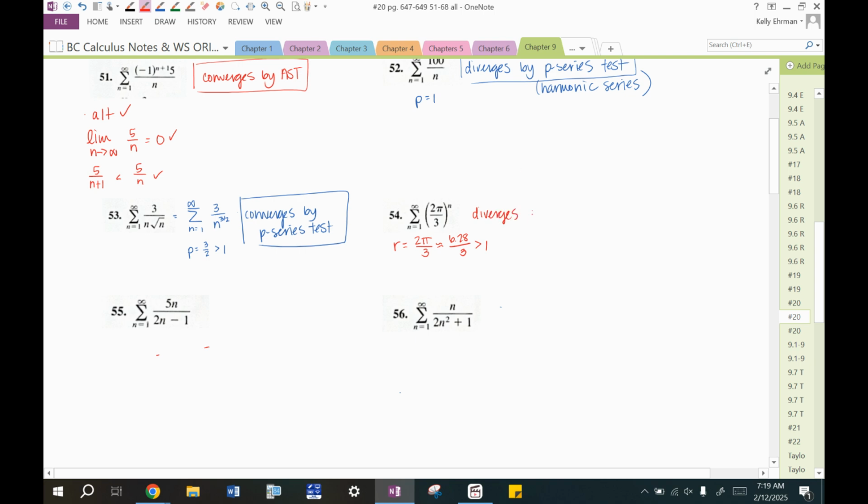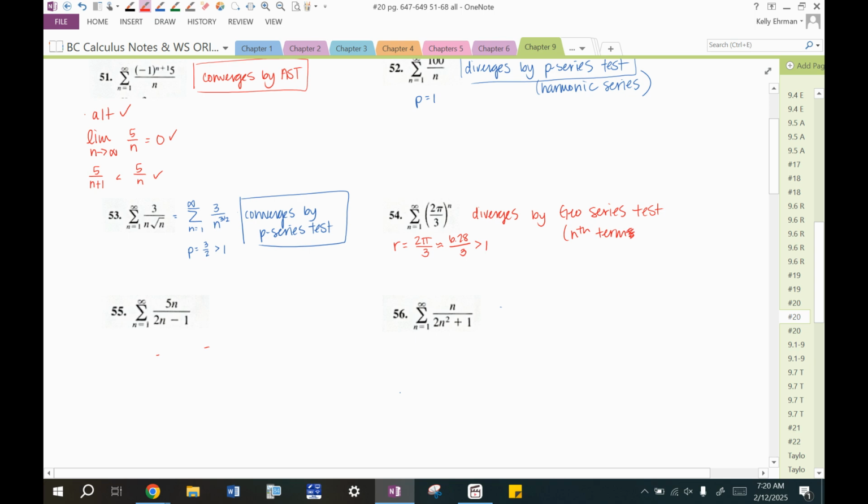So this diverges by geometric series test, or you could also apply the nth term test and just say that, yeah, we know that a base number bigger than 1 raised to an exponent is just going to keep growing. So we will continue to add value to that sum. So you could say diverges by geometric series test, or you could say nth term test.